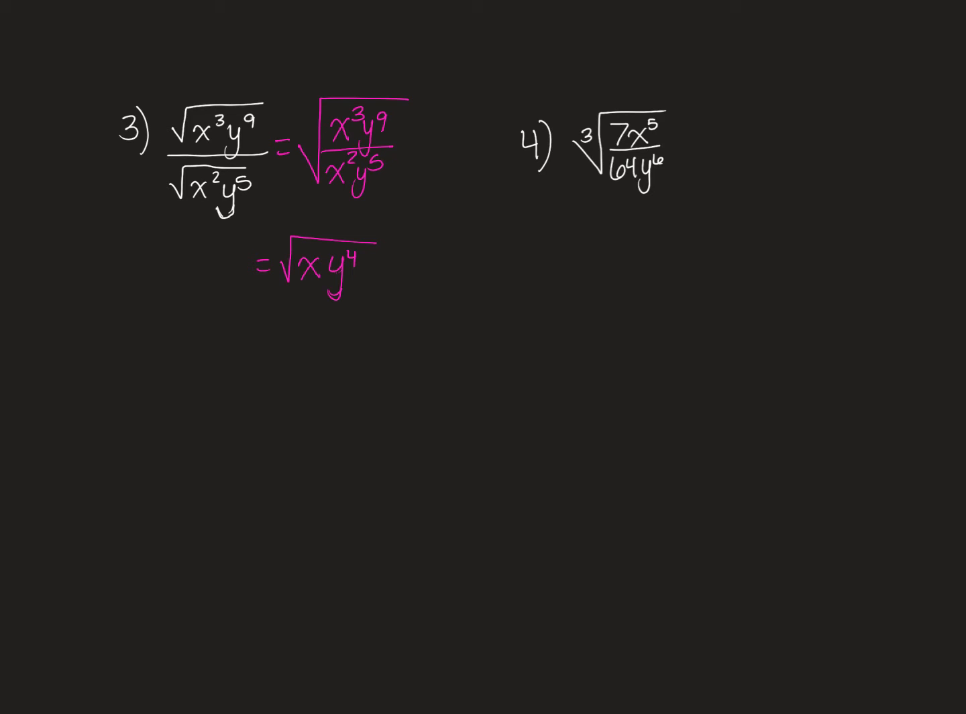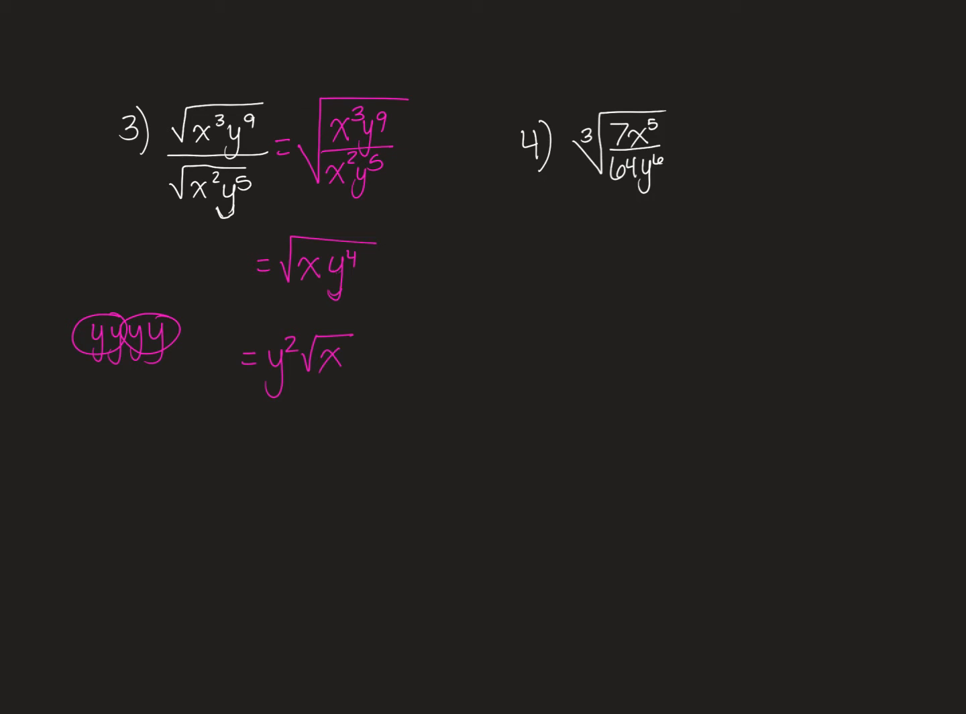Simplify the resulting radical. Well, I only have one x. I can't break that down anymore, but I have 4 y's, and I'm looking for groups of 2 because this is a square root. I have 2 groups of 2, so they come out as a y squared, square root of x. That's my final answer.